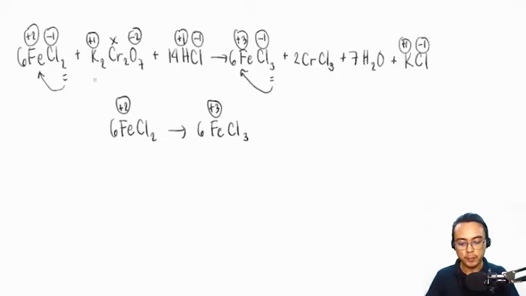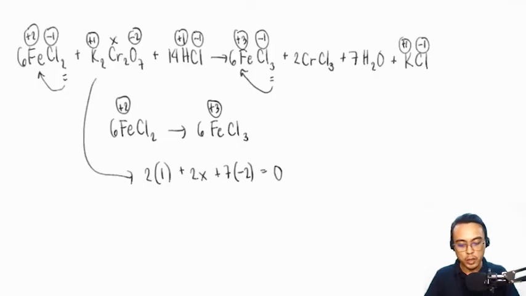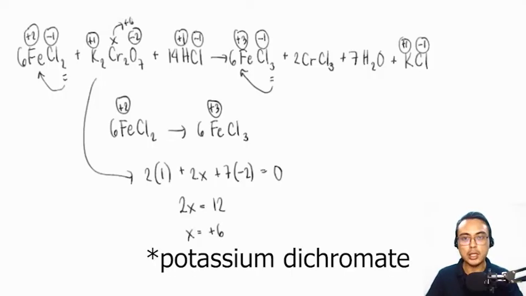Let's do that here. For potassium, we have 2 times +1 because you have 2 atoms of potassium, plus 2 times X because you have 2 atoms of chromium, plus 7 times -2 for the 7 atoms of oxygen. And that is all equal to 0 because potassium dichromate is a neutral compound. Solving for X, we have here 2X is equal to 12. Therefore, X is +6. The charge of chromium in potassium dichromate is +6.